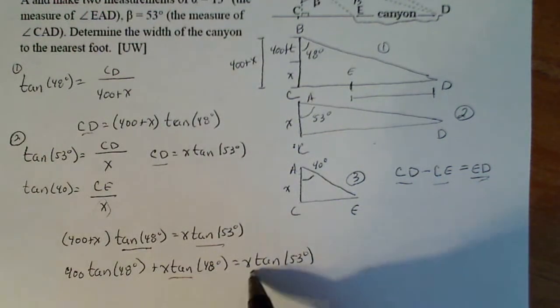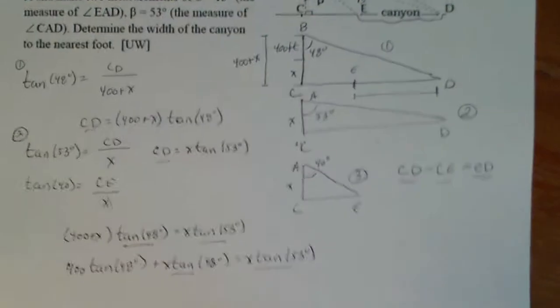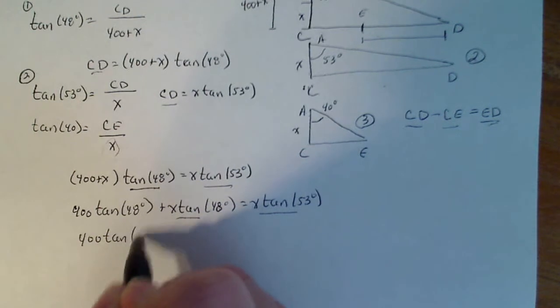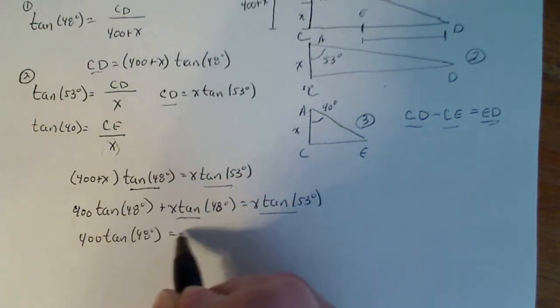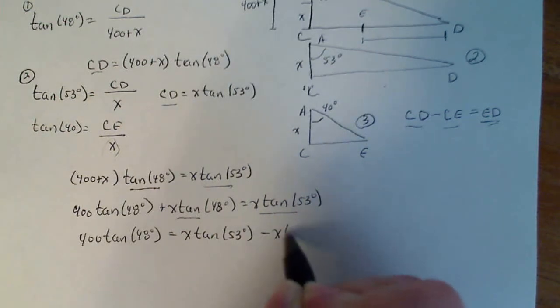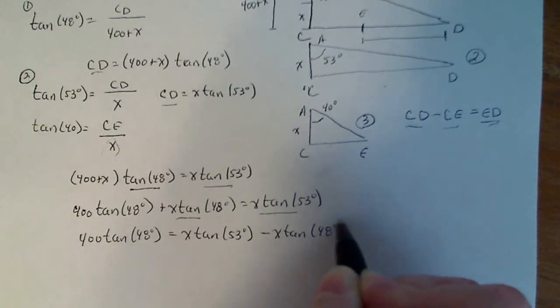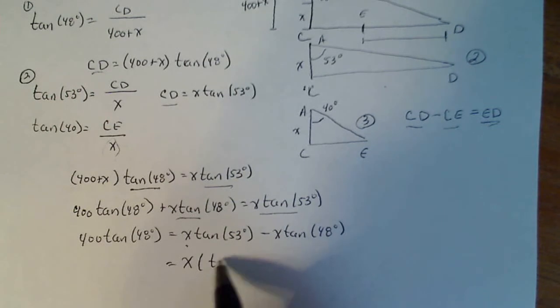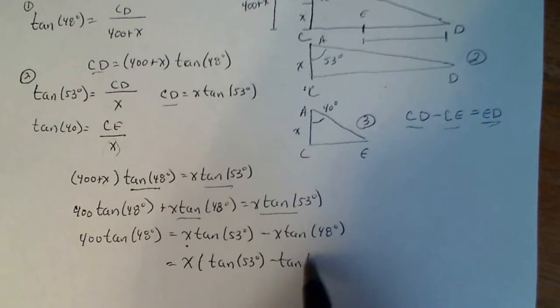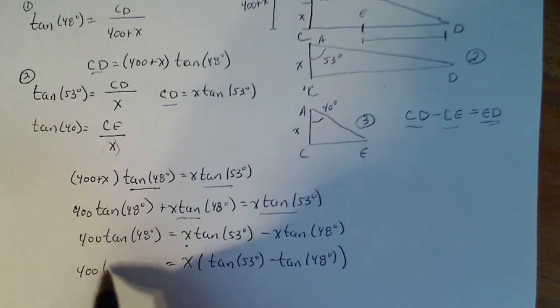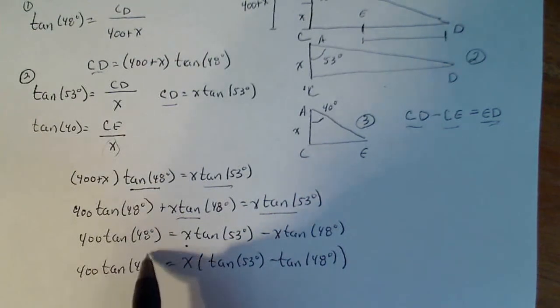Now, the two terms with the x's in it, I want to put on one side, and everything without the x's on the other side. So I have 400 tangent of 48 degrees is equal to x tangent 53 degrees minus x tangent 48 degrees. Now I have an x in both of these terms, and I can factor it out. So x times tangent 53 degrees minus the tangent of 48 degrees, and over here, that's 400 tangent of 48 degrees.